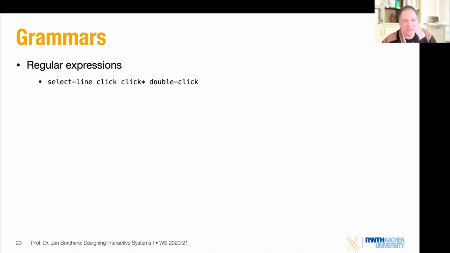So we kind of understand click immediately. Select line was a little bit, you don't know what it means. And that's the point, right? Regular expressions describe syntax, they don't describe the semantics, right? You don't know what's behind it, of course.